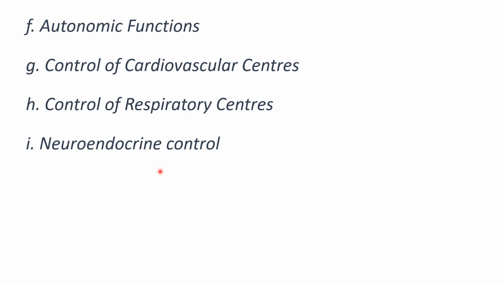Then the neuroendocrine control. The reticular formation plays a role in the neuroendocrine and endocrine control of the hypothalamus, because the hypothalamus is both an endocrine organ and part of the central nervous system. So some actions of the hypothalamus are mediated by the reticular formation. With this we finished the topic of reticular formation.